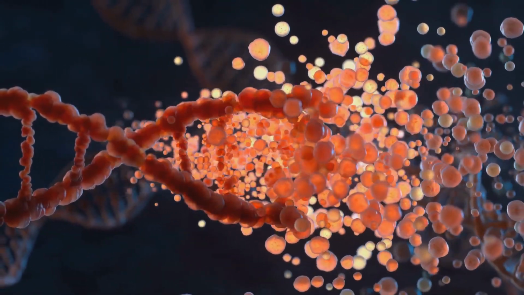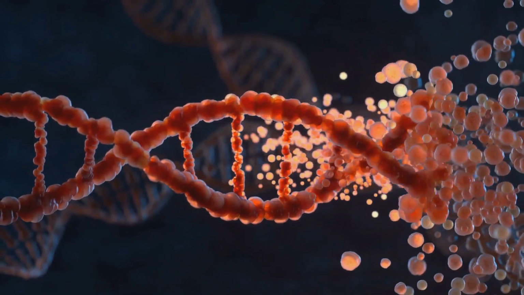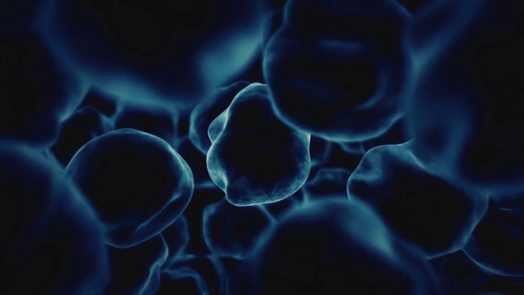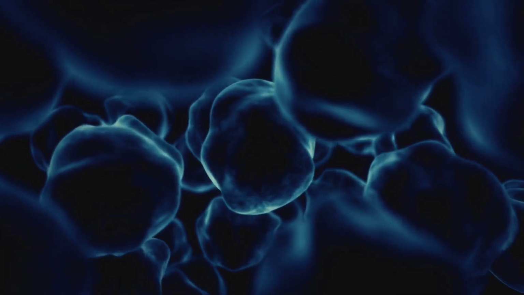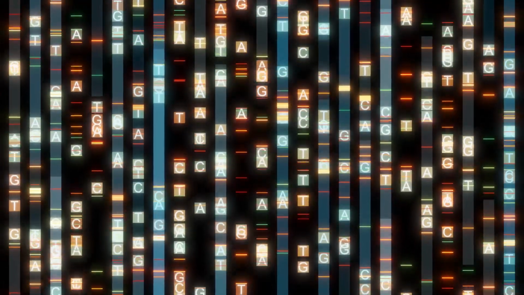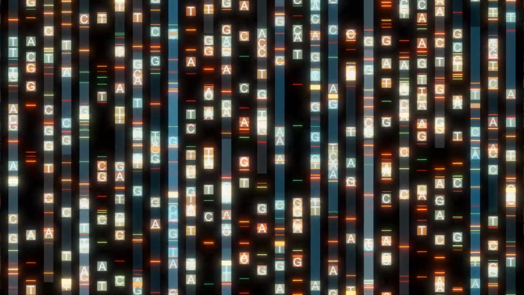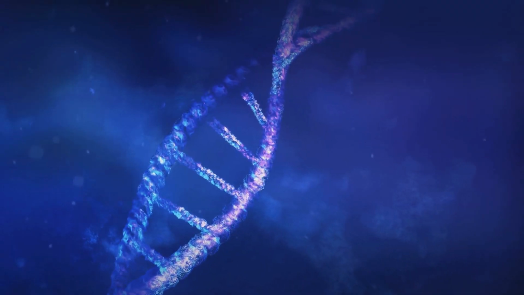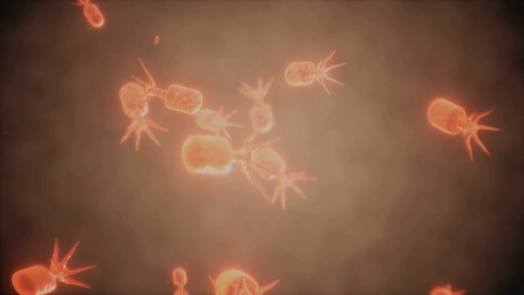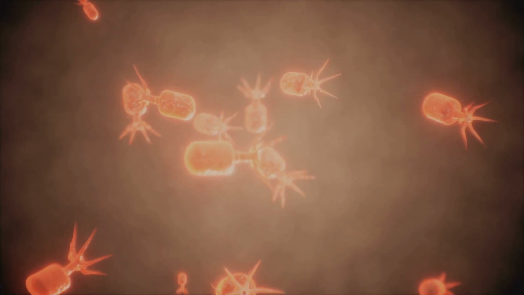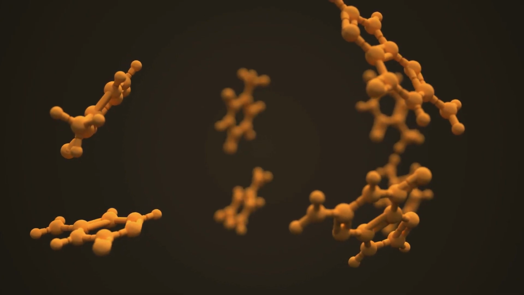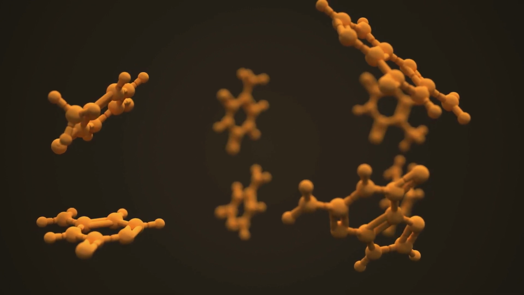This brings us to translation, the process of decoding the information in mRNA to build a protein. Translation takes place at the ribosome, a cellular structure composed of ribosomal RNA, or rRNA, and proteins. The ribosome reads the mRNA sequence in sets of 3 nucleotides called codons. Each codon corresponds to a specific amino acid, the building blocks of proteins. To help with this process, another type of RNA called transfer RNA, or tRNA, plays a crucial role. tRNA molecules carry amino acids to the ribosome, matching their anticodon, a sequence of 3 bases complementary to the mRNA codon, to ensure the correct amino acid is added to the growing protein chain.